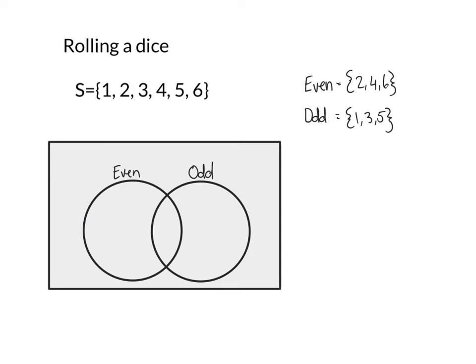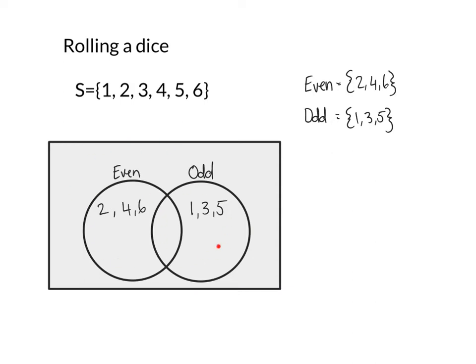So there's two ways that we can do this. We can either list all of the possibilities individually. So for example, the even outcomes, well, there's a 2, a 4, and a 6. And then for the odd outcomes, there is a 1, a 3, and a 5. There are no outcomes in the middle because you can't have a number that's odd and even. And there are no numbers on the outside because all of the numbers have to fit into either of these two categories.